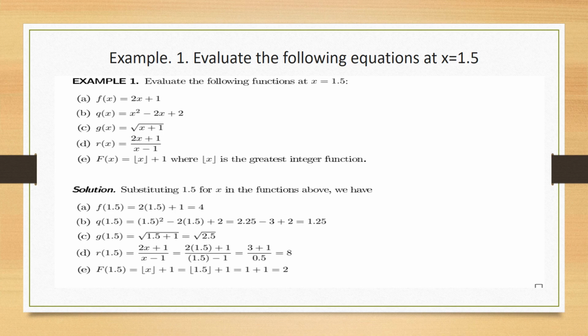Last, we have f of x is equal to the absolute value of x plus 1, where the absolute value here is the greatest integer function. Okay, so substitute x is equal to 1.5. The greatest integer of 1.5 is equal to 1. And then add plus 1, it is equal to 2. So thank you.